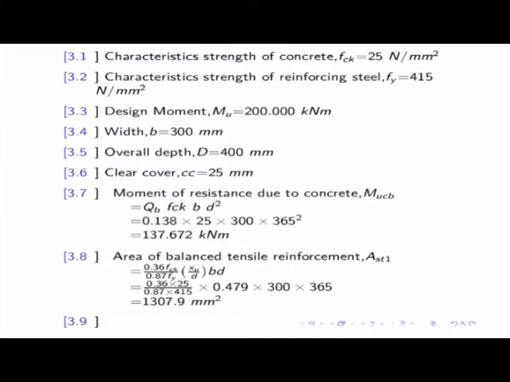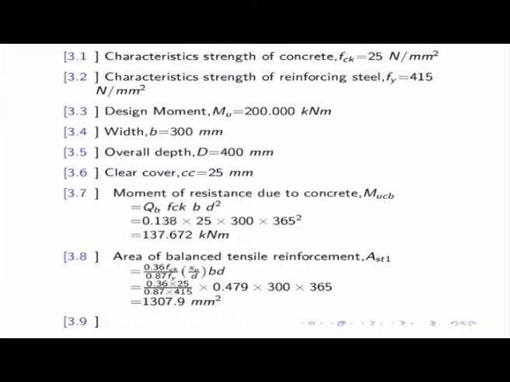And area of balanced steel: this is the moment concrete can take, and this is the balanced tensile steel, which is coming 1307, let us say 1308 square millimeter. So we are getting 1307 or 1308 square millimeter, that we are getting from 0.36 fck by 0.87 fy.